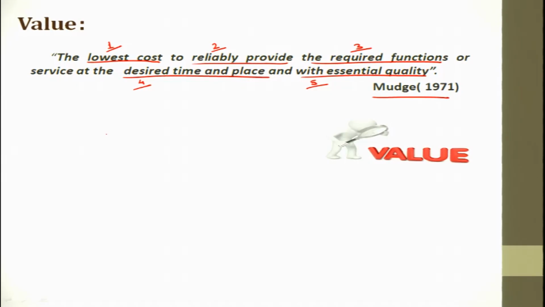So, if I talk about the cost value, the value can be given by this relation: value is equal to product utility per unit product cost. I have put the word utility here. It might be benefit.